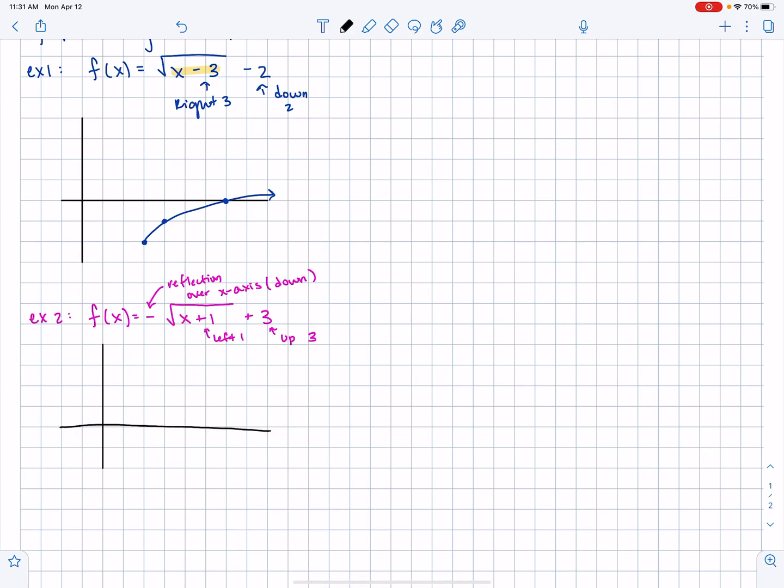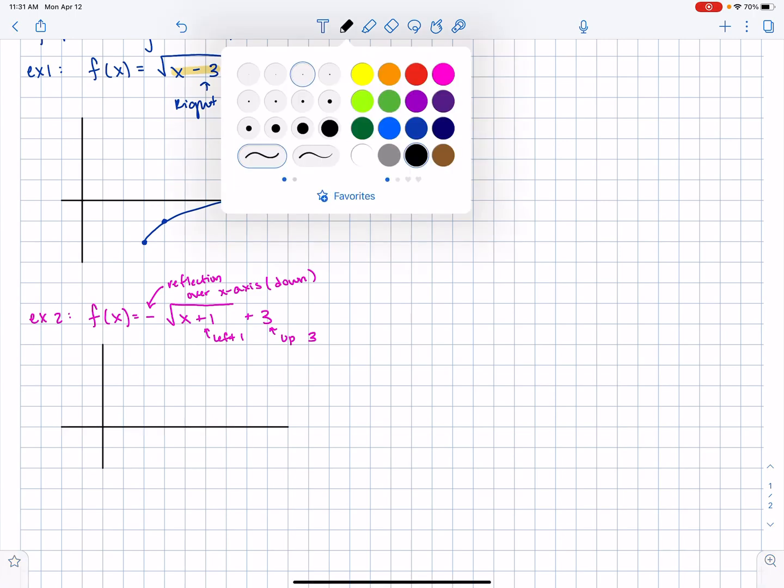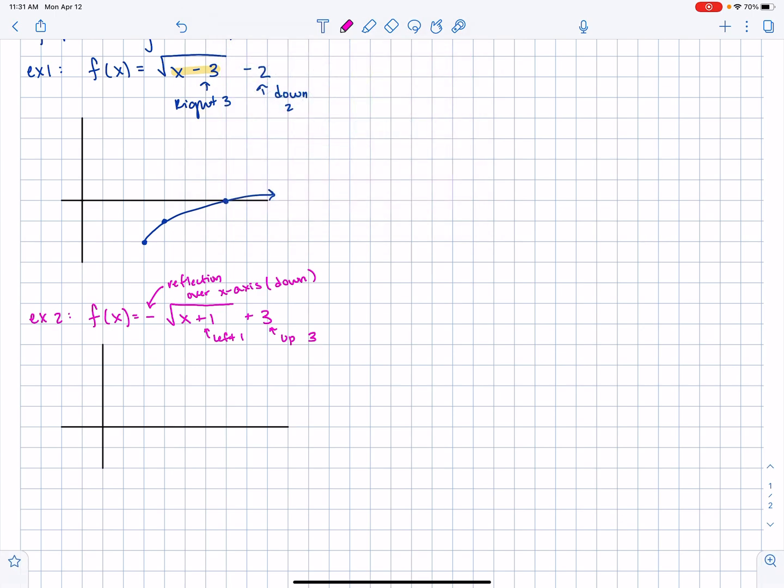And right here. That looks pretty good. Go back to pink. So let's first start with the left 1 and up 3. So from our origin here, we're going to go left 1 and then up 3. 1, 2, 3. So right here is where I'm going to start my graph.